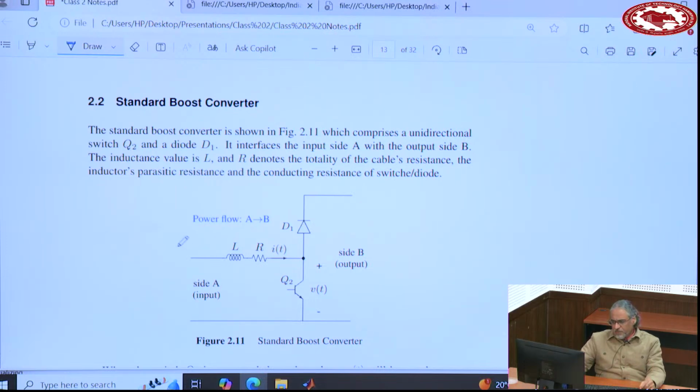Now, boost converter, the diagram is shown here. You see the switch and the diode. Immediately you realize the power can go from side A to side B. It cannot go from side B to side A. So the power flow is from A to B.